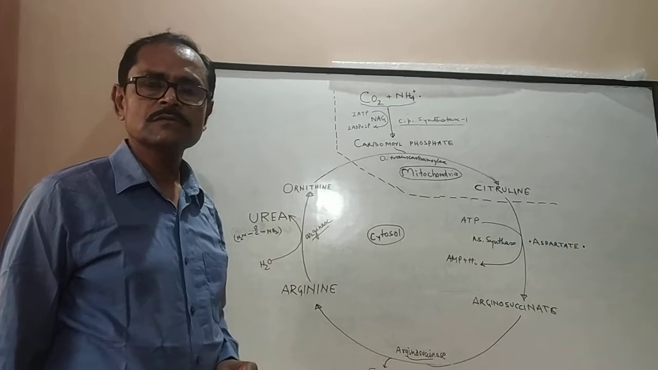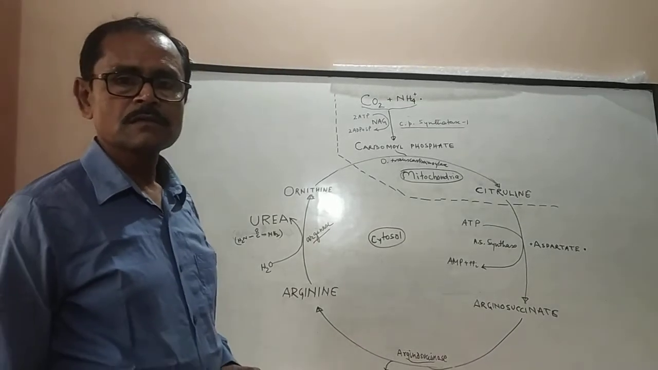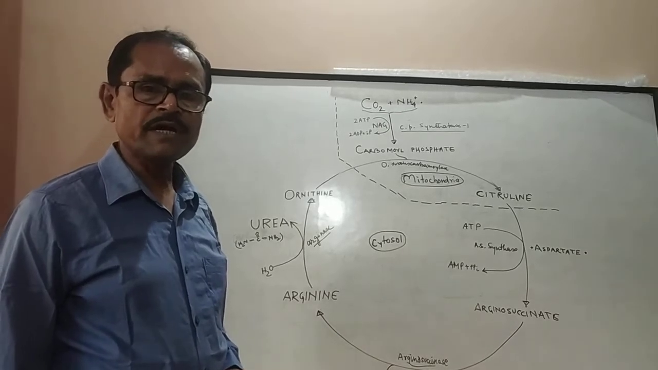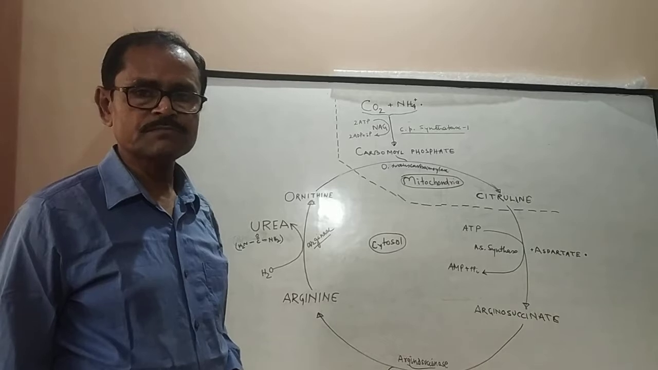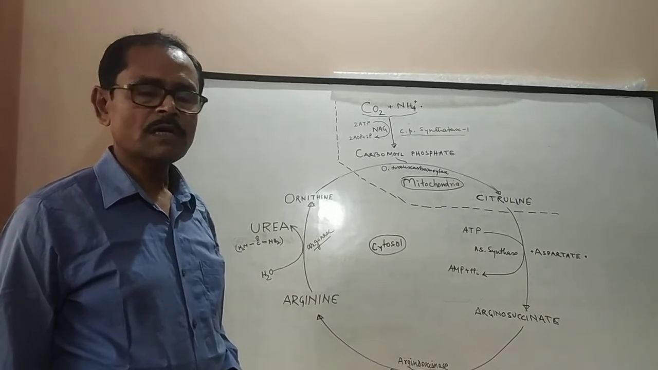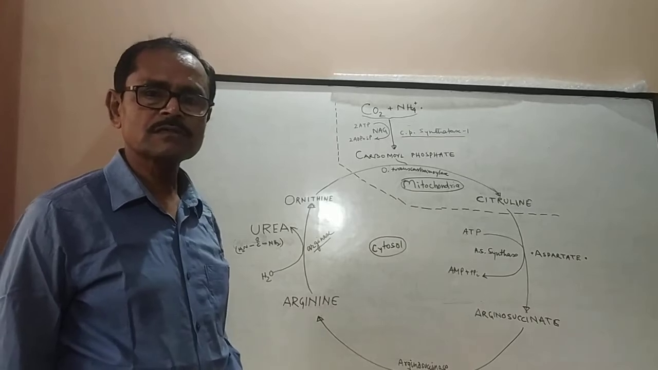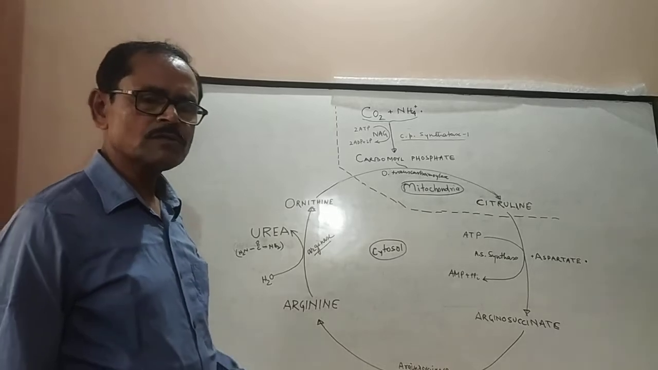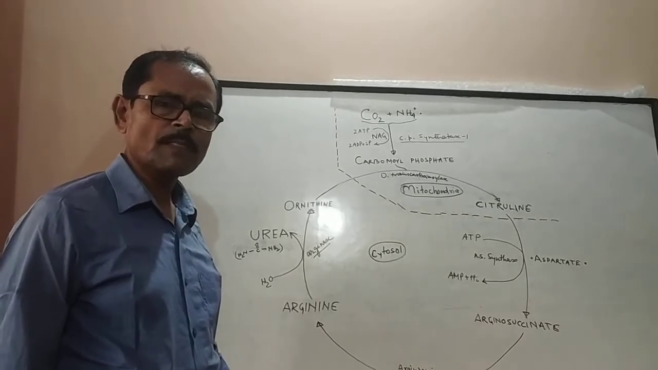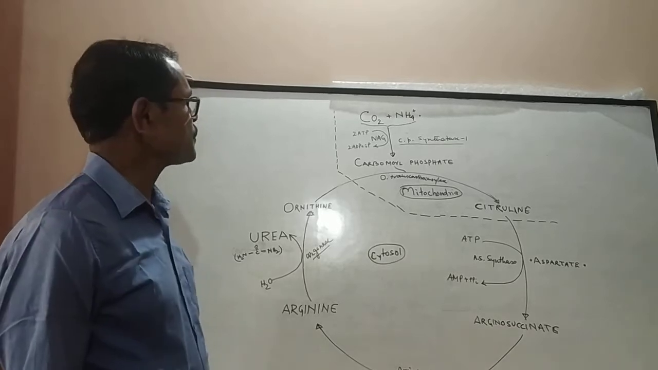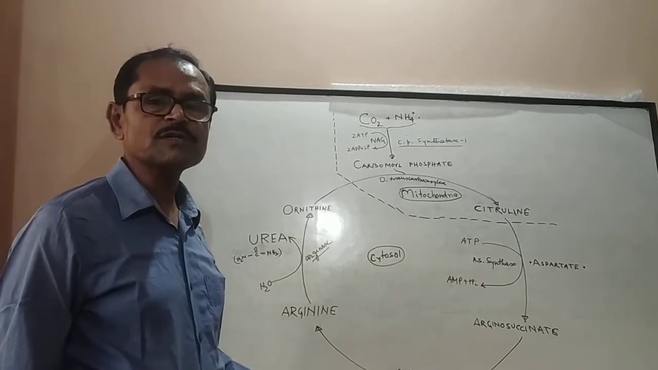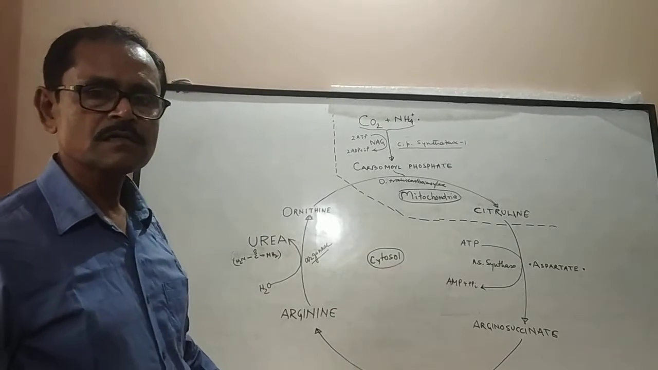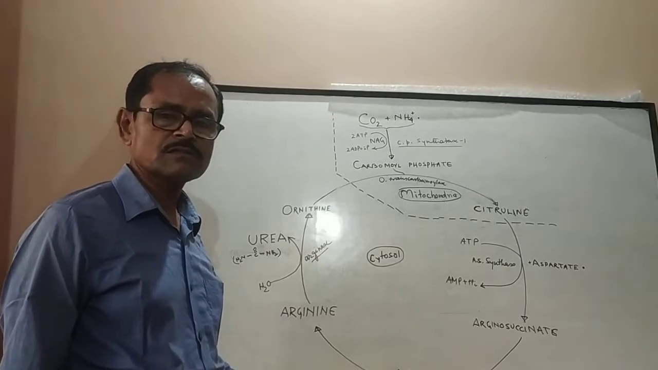We know that after digestion of the protein, the final end product is the amino acid. Amino acid contains an amino group. This amino group, with carbon dioxide, forms urea. Urea is the main nitrogenous waste product.